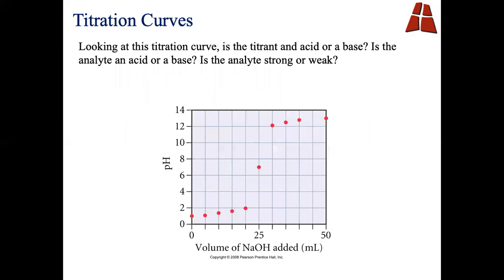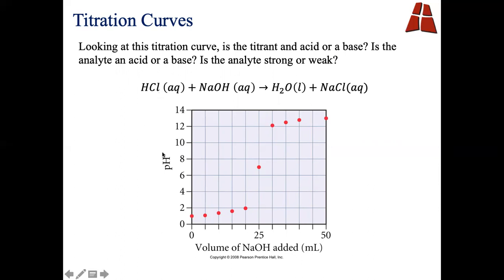Okay. All right. So let's do some examples here. Looking at this titration curve, is the titrant an acid or a base? And then is the analyte an acid or a base? And also, is the analyte strong or weak? So go ahead and take a moment, look at this, see if you can figure it out. Then we'll go through it. Okay. So this is a titration of HCl is our analyte, and our titrant is NaOH.